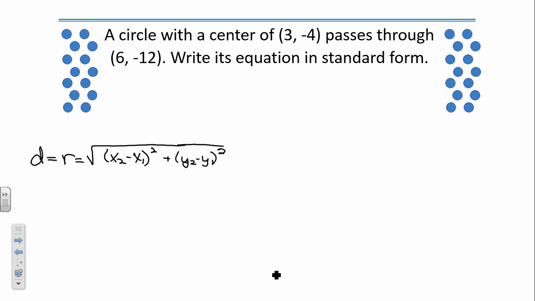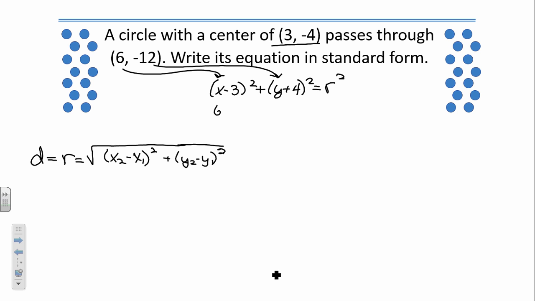Let's write this out as, if this is the center, what's it going to start out as? And we don't know r, right? Okay. So I know a point that would satisfy this equation, don't I? 6, negative 12, right? Can we put the 6 in for the x and the negative 12 in for the y? And then find out what r is? That makes sense? So watch what happens.